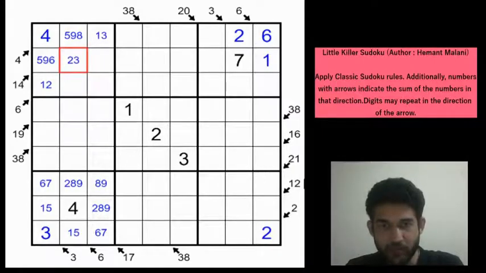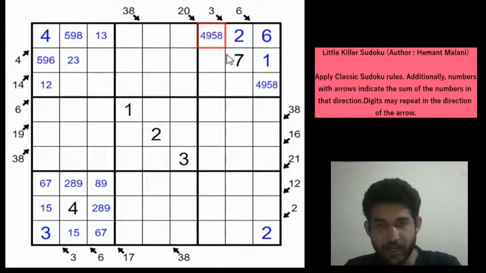And now, any more information? Okay, you have a 7 here in the 20 total. So these two cells must sum up to 13. They can either be 4, 9 or 5 and 8. 6 and 7 is not possible. So they can either be 4, 9 or 5, 8, right?